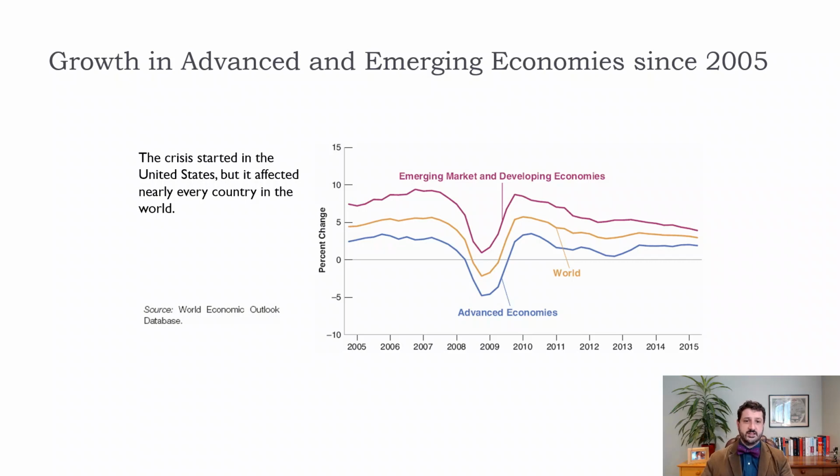So the blue line is the advanced economies, probably the OECD. The red line is the emerging market and developing economies. And then the line in the middle, the yellow line, is just the entire world. And you can see that basically everybody suffered in the financial crisis to a very similar degree, because all of these economies are very connected. They're connected in terms of trade. They're connected in terms of financial markets. And so when there's a problem in one area, especially if it's a big area like the United States, it can spread very easily to the other countries.